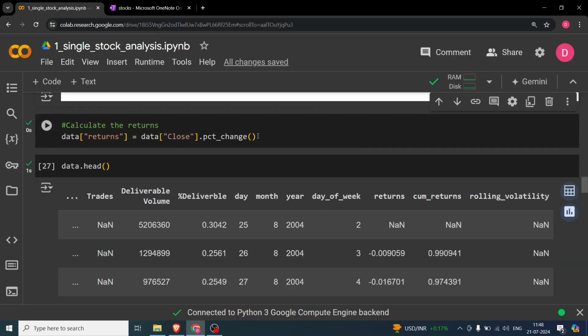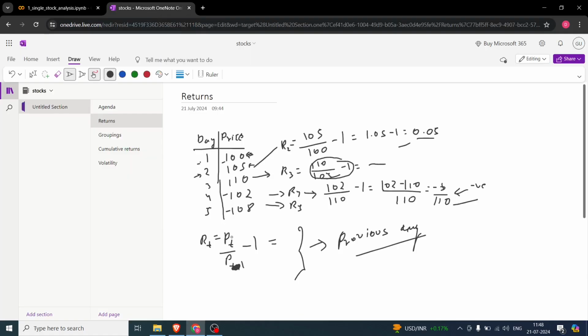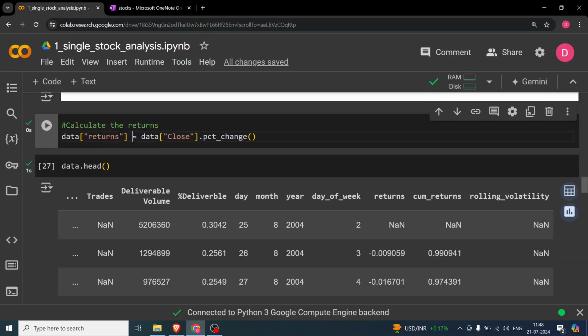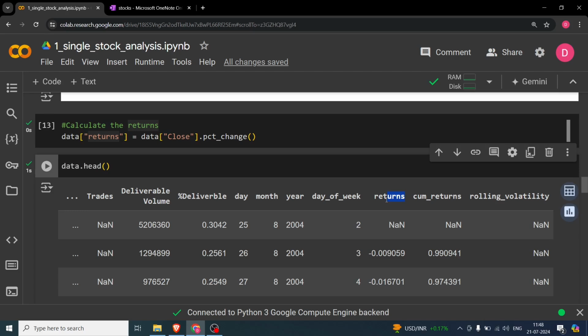So this formula that I have shown over here is going to be implemented using pct_change. It's an inbuilt function, so you don't have to worry. Let's say you did that on the close prices, and then saved it as another column of returns, and if you see over here you can see these returns. So you can forget about cumulative returns and rolling volatility. We will be getting into that in the next section.